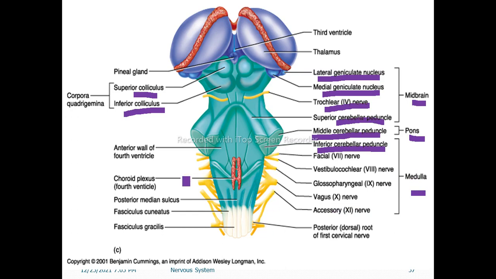So this is anterior wall of fourth ventricle. By the way, the fourth ventricle is anteriorly bordered by pons, posteriorly by cerebellum, inferiorly by medulla oblongata. This is choroid plexus. This is fourth ventricle. This is posterior median sulcus. And also these are fasciculus gracilis and fasciculus cuneatus nuclei. So for all cranial nerves, the nuclei are found here.